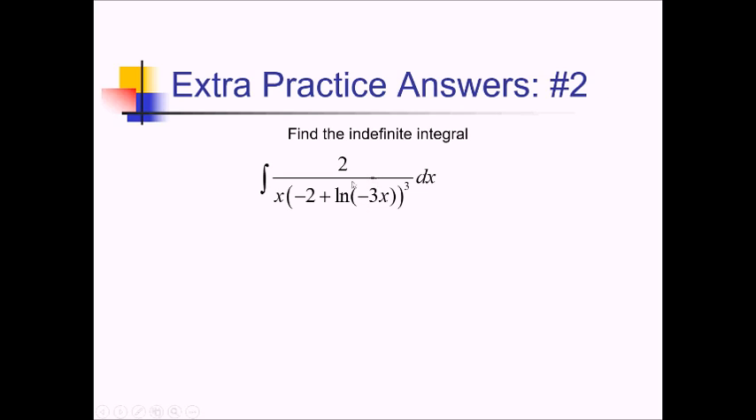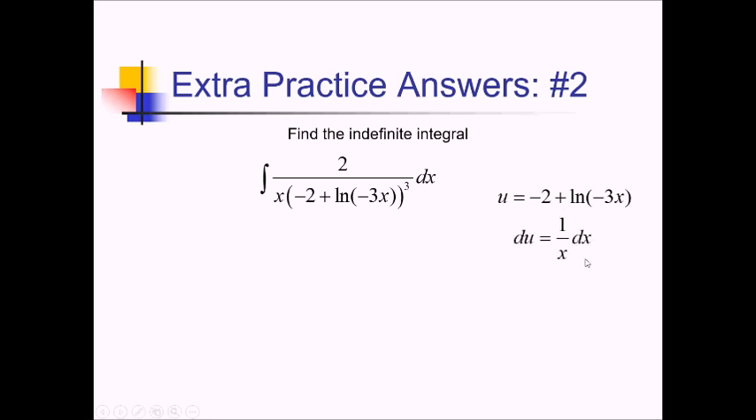So let me do u equals negative 2 plus ln of negative 3x. And then I can write du equals the derivative of this. Negative 2's derivative is 0. The derivative of ln of negative 3x is negative 1 over 3x times negative 3. So those negative 3's cancel, leaving us with just 1 over x dx.